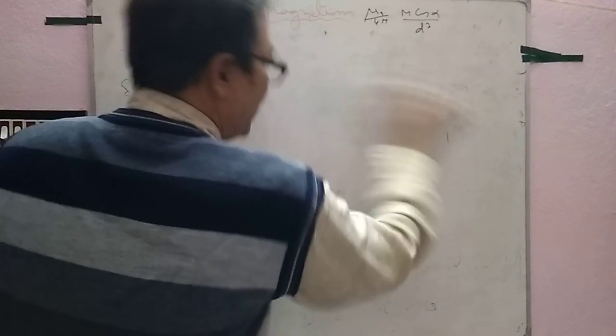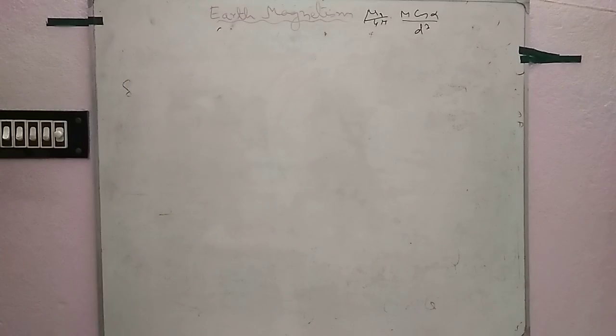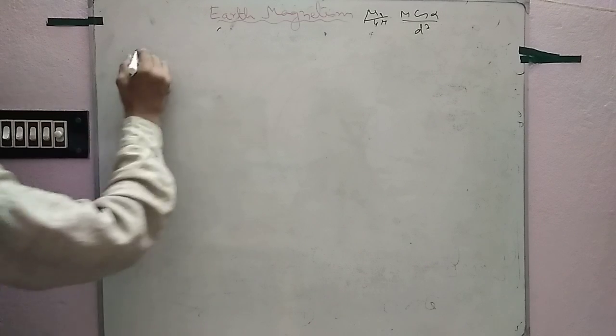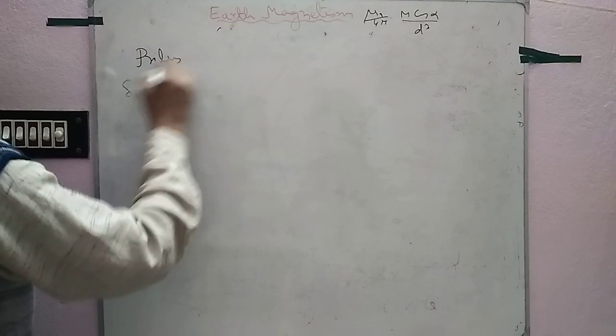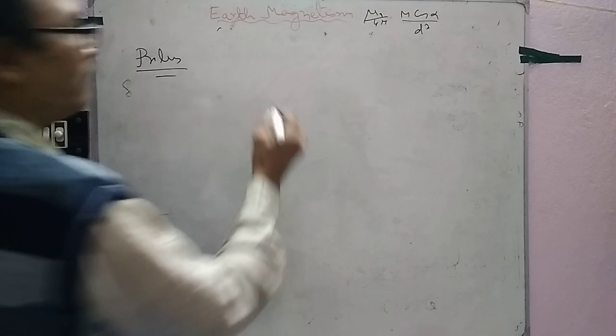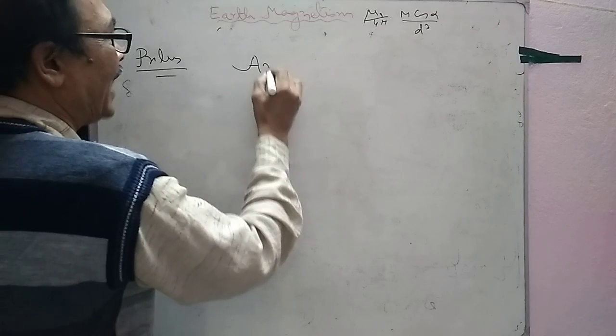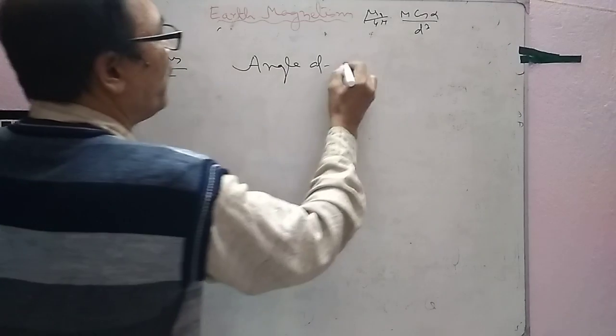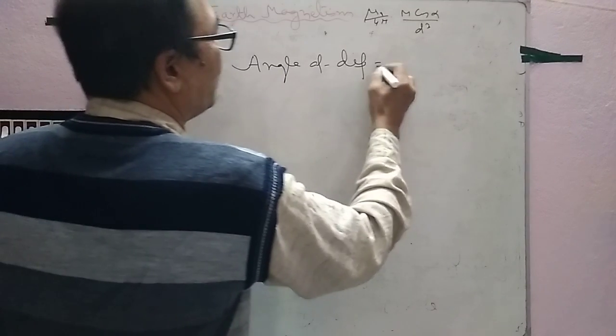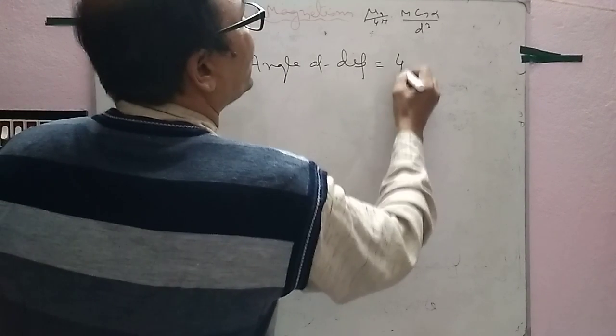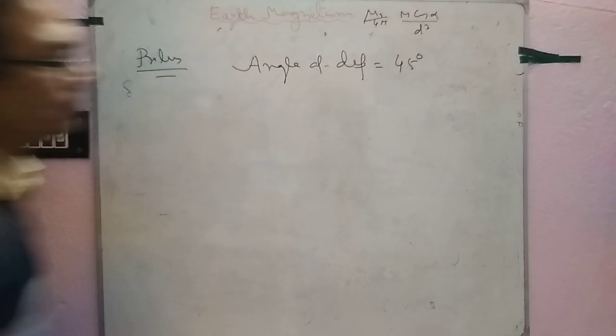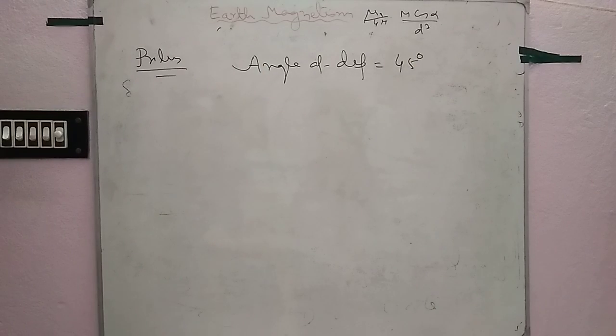Now, another type of problem. Suppose next problem. Suppose at any point on the Earth's surface, angle of dip, that is angle of inclination, 45 degree. Okay? Angle of dip is 45 degree. Clear?